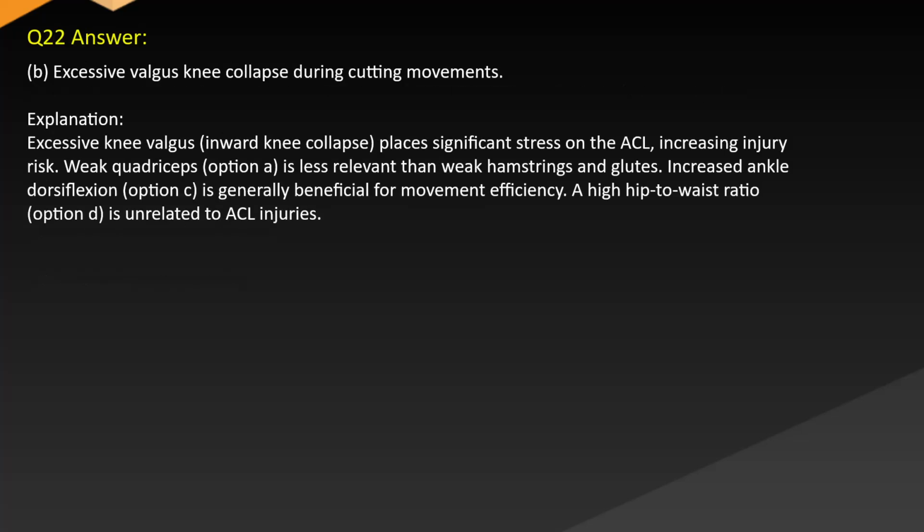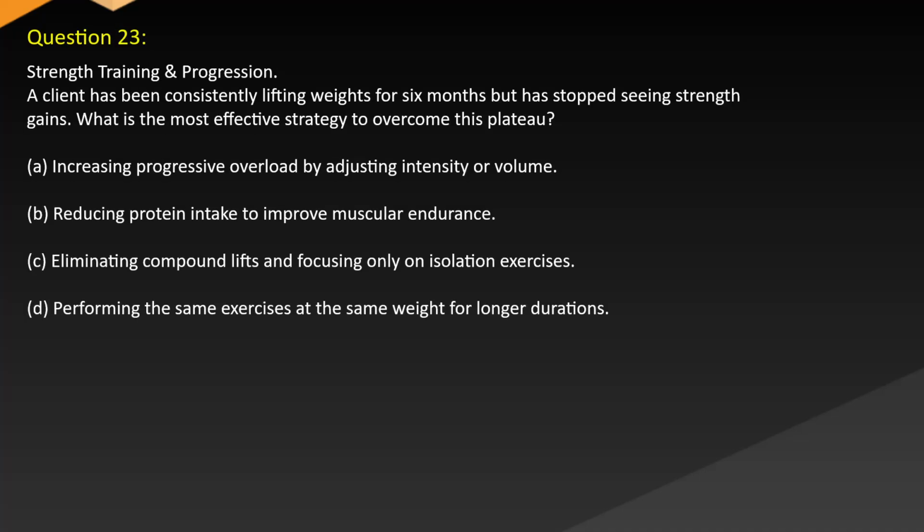Answer: B. Excessive valgus knee collapse during cutting movements. Explanation: excessive knee valgus, inward knee collapse, places significant stress on the ACL, increasing injury risk. Weak quadriceps, option A, is less relevant than weak hamstrings and glutes. Increased ankle dorsiflexion, option C, is generally beneficial for movement efficiency. A high hip-to-waist ratio, option D, is unrelated to ACL injuries. Question 23. Strength training and progression.